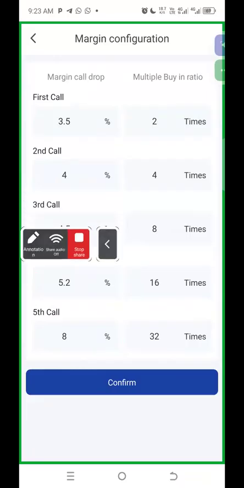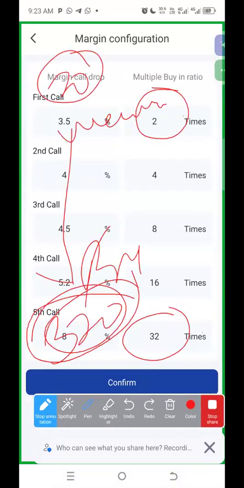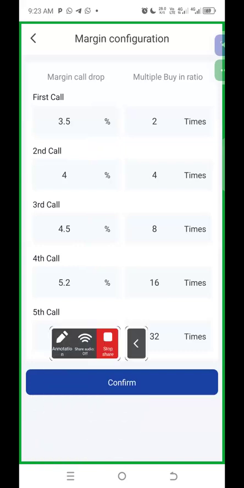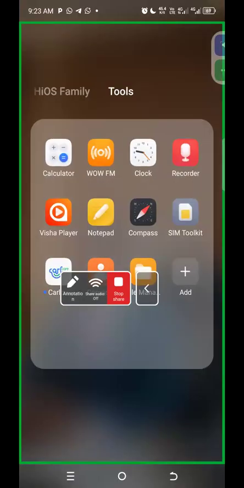Now, in case of a margin call drop, let me talk about this before I talk about the next thing that I have to discuss. Margin call drop. So, for instance, if I'm picking a signal, the margin call drop has been indicated.